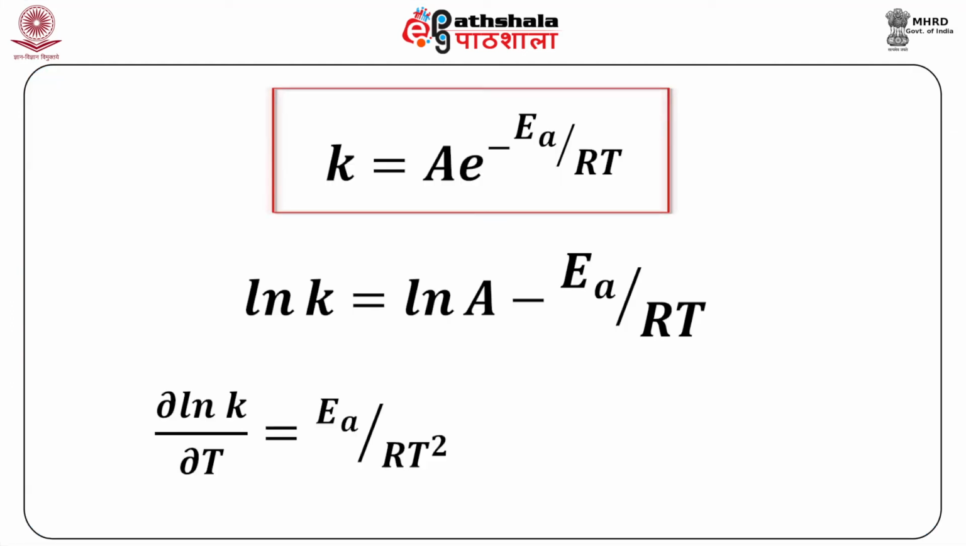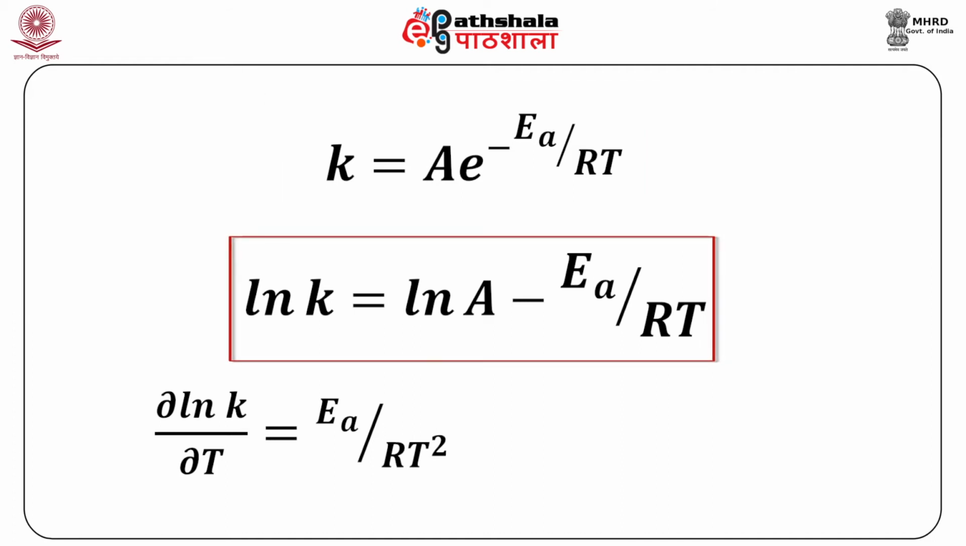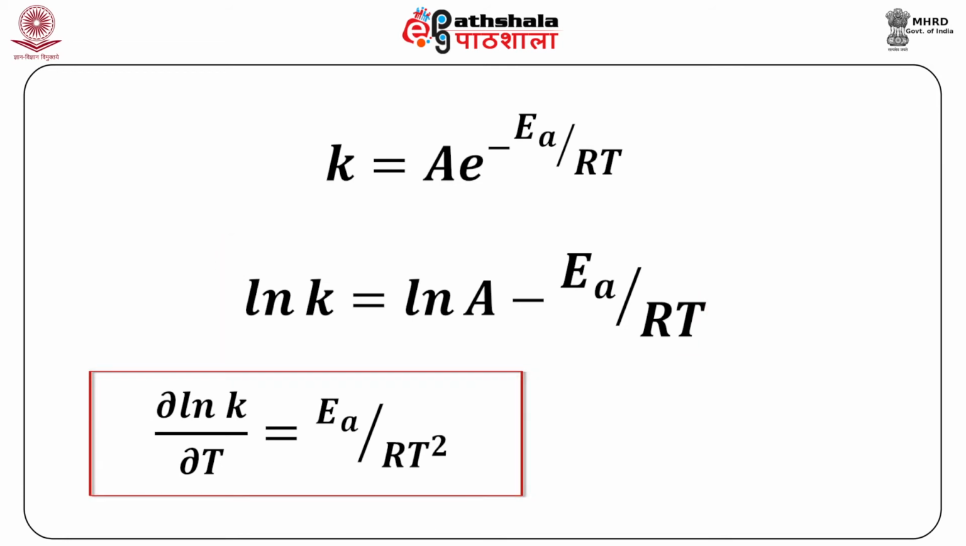Let us consider Arrhenius equation. Applying logarithm to both the sides gives us the expression log K equals log A minus Ea by RT. And if we differentiate this expression with respect to temperature, we get del log K upon del T equals Ea upon RT square, where A is assumed to be independent of temperature.